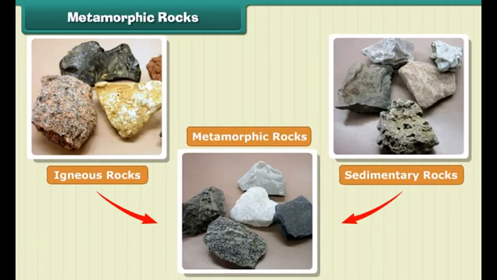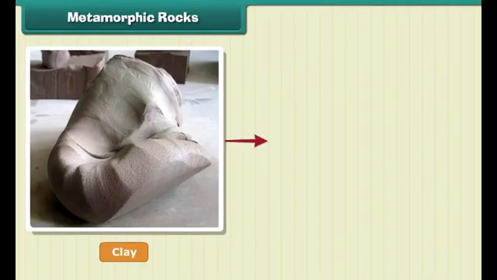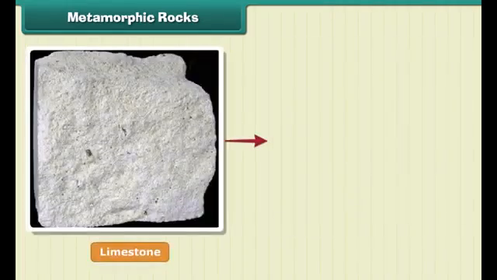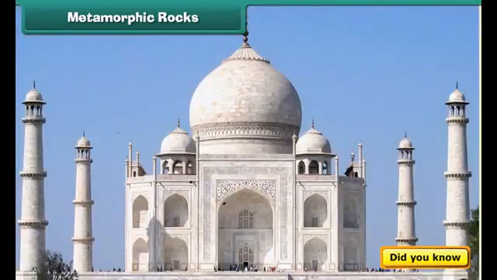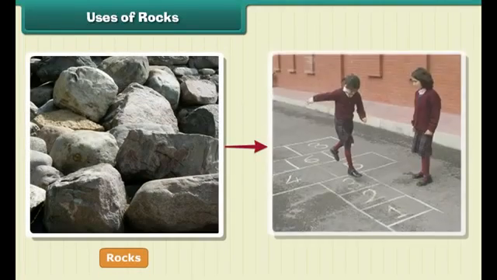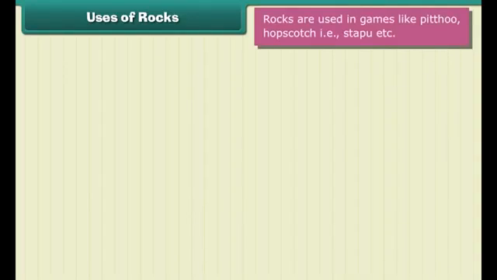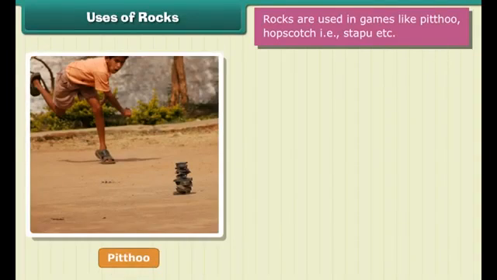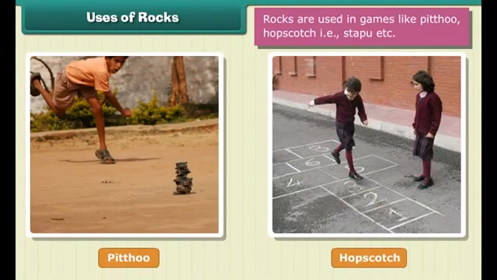The third type of rock is made out of the first two types. These are metamorphic or changed rocks. Igneous and sedimentary rocks can change into metamorphic rocks under great heat and pressure. For example, clay changes into slate and limestone into marble.